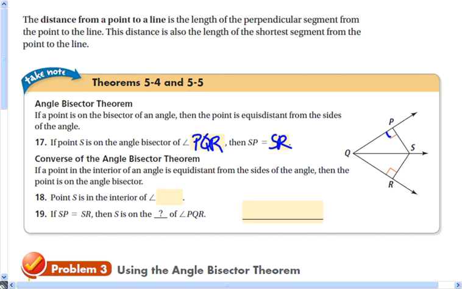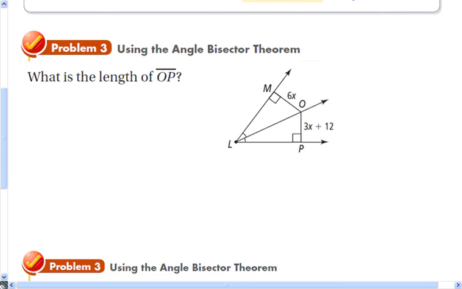One thing you should remember is the distance is given by the line that's perpendicular. So whenever we say the distance, we mean the shortest distance, which means it makes a perpendicular line with that other line. So point S is in the interior of angle PQR. If SP is equal to SR, so if we're given this, then S is on the angle bisector of that angle.